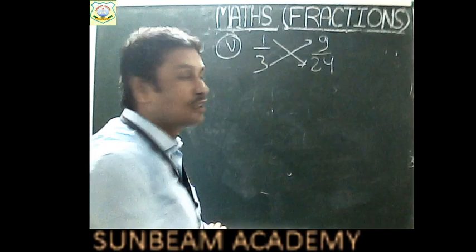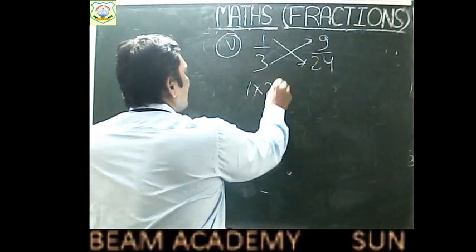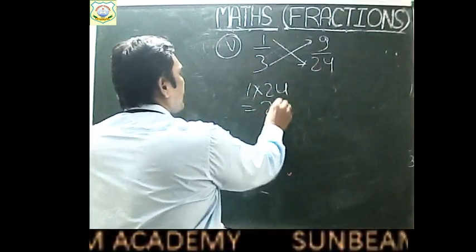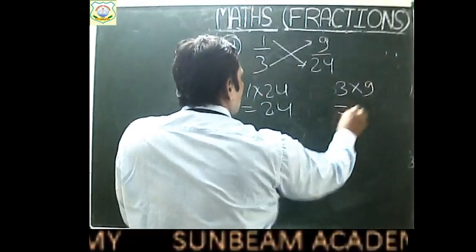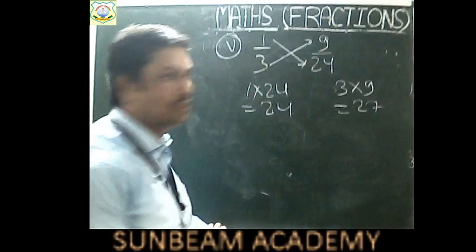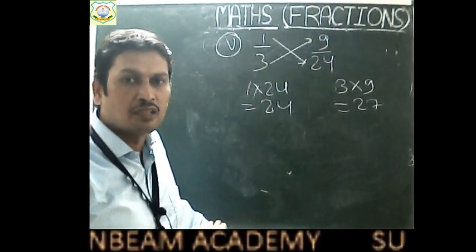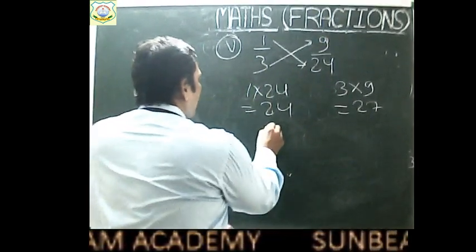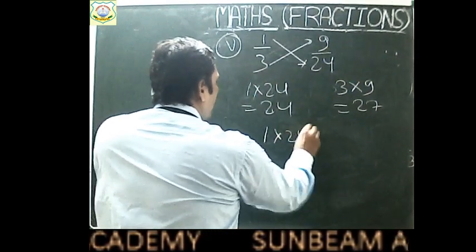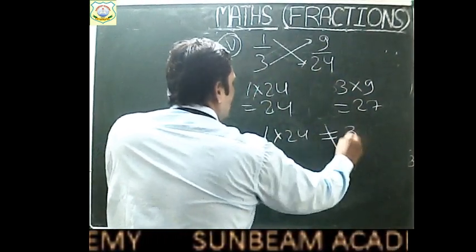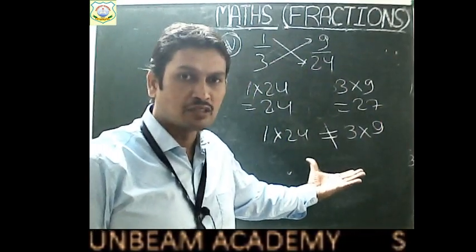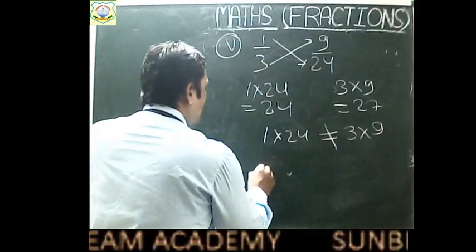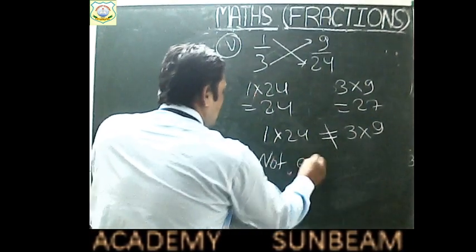This is the way. So 1 into 24 is equal to 24 and 3 into 9 is equal to 27. Right, children? So are they equal? No. So you can see, children, 1 into 24 is not equal to 3 into 9. Their cross products are not equal. So the given fractions are not equivalent.